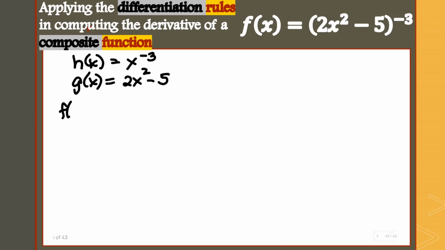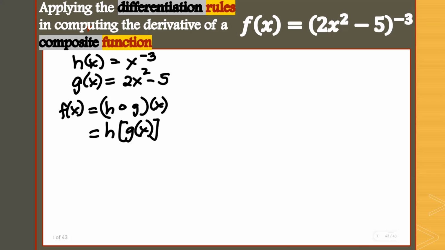Our f of x here is actually h of g of x, where we substitute the entire function g of x on our x variable on our h. That is why you will have 2x squared minus 5, but that's to the power of negative 3, as instead of x, we'll have this final form. So this is clearly an example of a composite function.